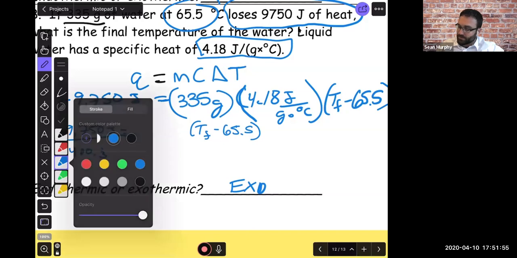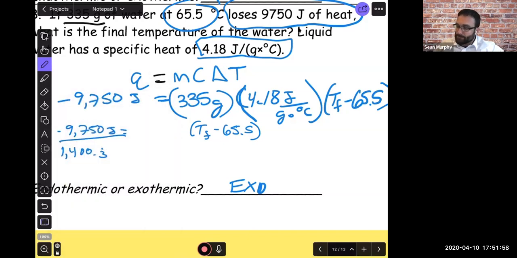You know what? Let me just do this. Oh, you know what? Let's just keep it on the same side. Minus 65.5. And then what is negative 9,750 divided by 1400.3? We get negative 6.96.